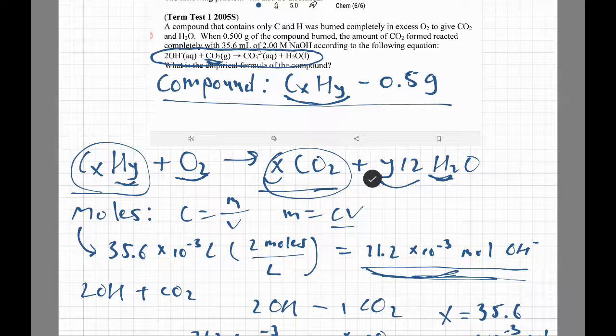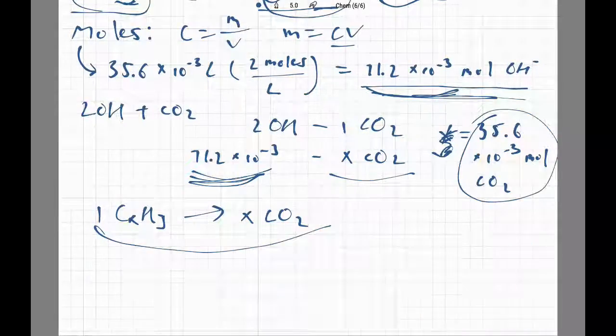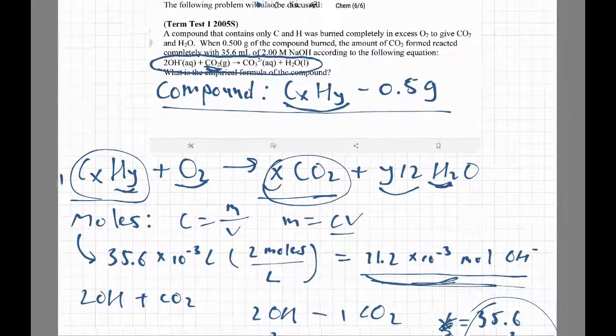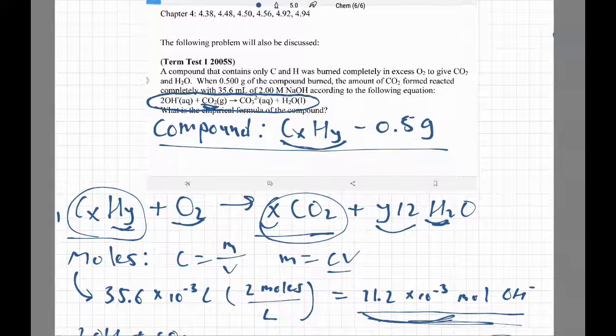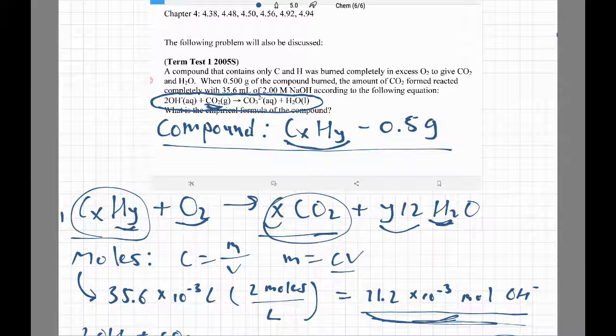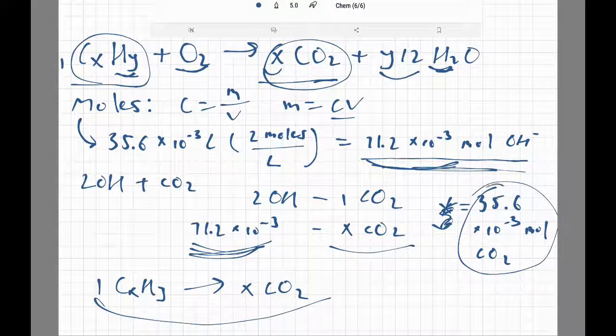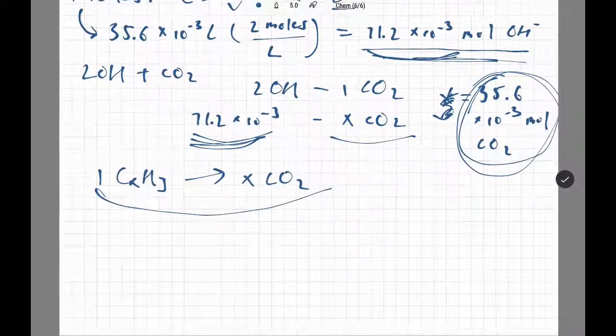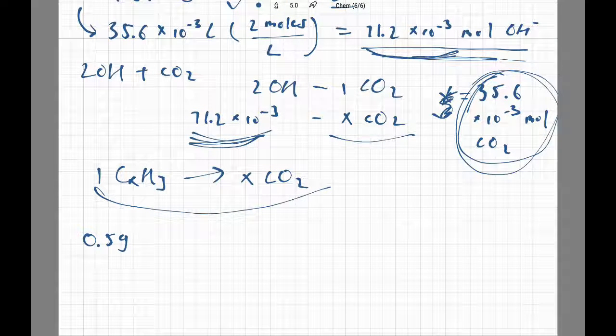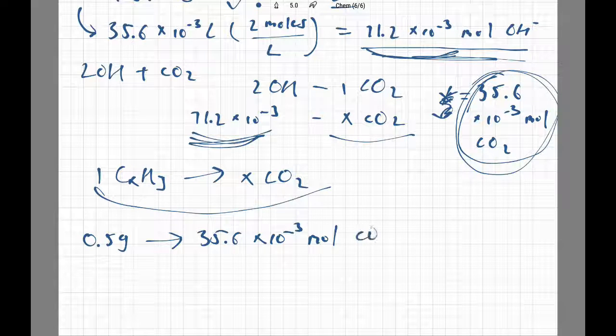Okay, so from here you can also see that 1 mole of this, when reacting with oxygen, yields X moles of carbon dioxide. At this point we should go back to the question again. The question also specifies that we have 0.5 grams of the compound burned. So 0.5 grams of the compound yields this many moles of carbon dioxide. I'm just going to write down: 0.5 grams will yield 35.6 times 10 to the negative 3 mole carbon dioxide.